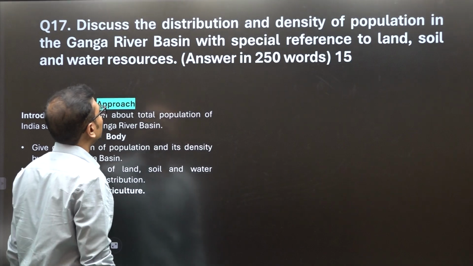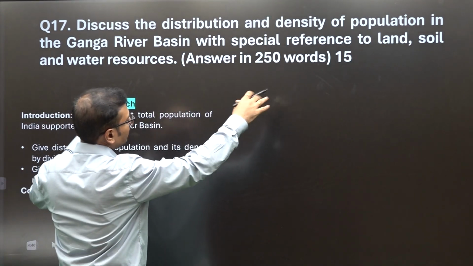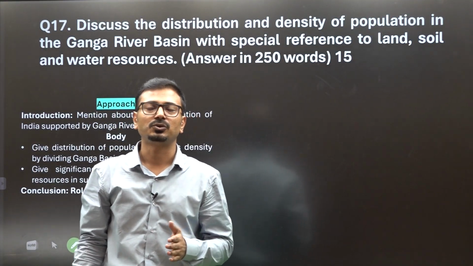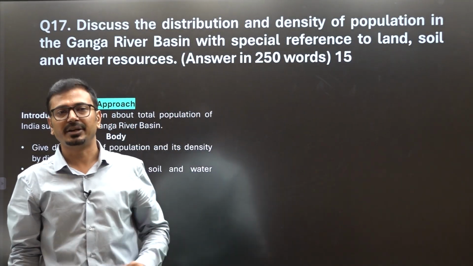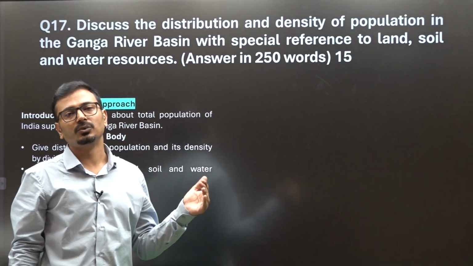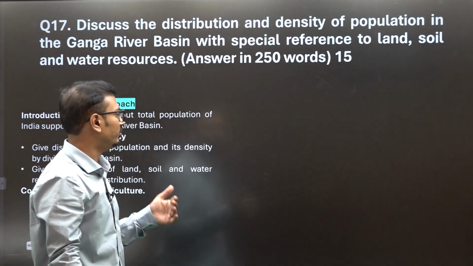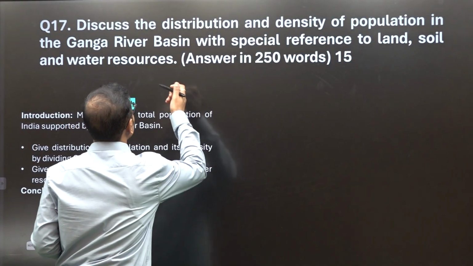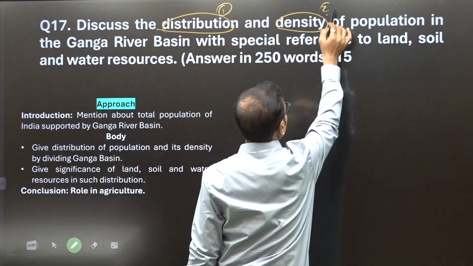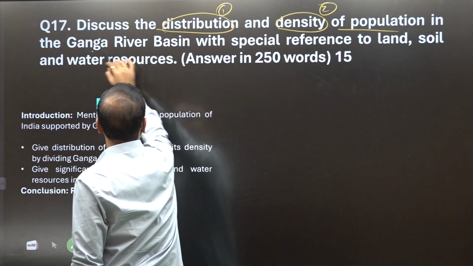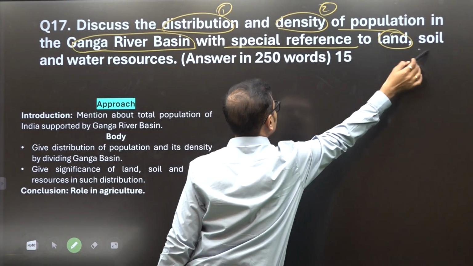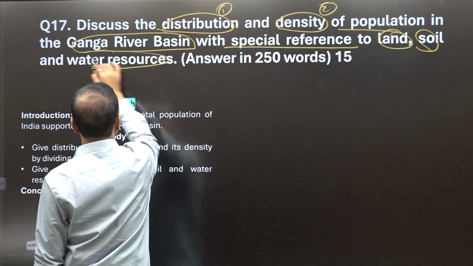Then finally, the question is from demographic geography. Every year they are asking a demographic geography related question. Like last year they asked a question on migration, migration from small towns to large towns, we can say big cities. So this year they asked a question on distribution and density of population in the Ganga river basin with special reference to land, soil and water resources of that region.